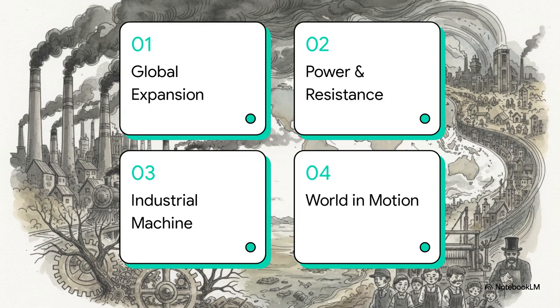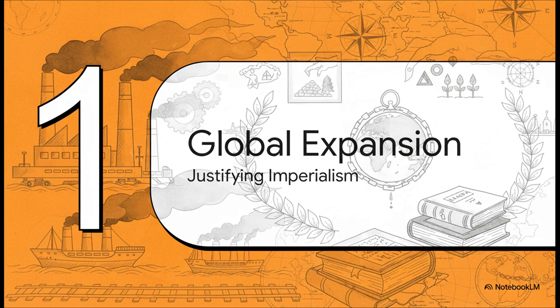Okay, let's dive into this. Here is our roadmap for the explainer today. We're going to break this era down into 4 parts: justifying global expansion, state power and resistance, feeding the industrial machine, and finally, a world in motion. All right, starting right off with Section 1, justifying global expansion.